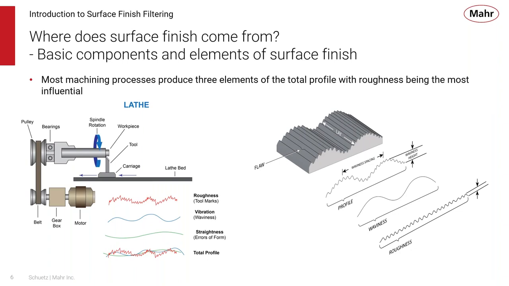So you can see roughness from the tool marks, vibration or waviness from the motor or bearing issues, straightness or errors of form from the bed of the lathe, for example. And they all get tied together into one surface. So it's important to be able to realize that, but also to pick out the parts of that surface. And that's what filtering does for us.